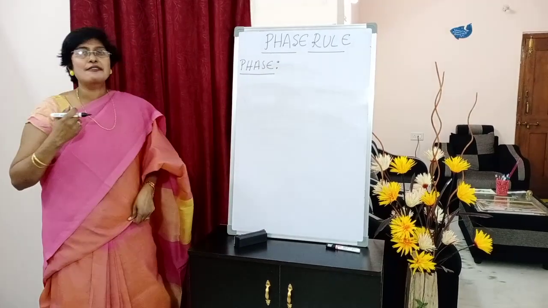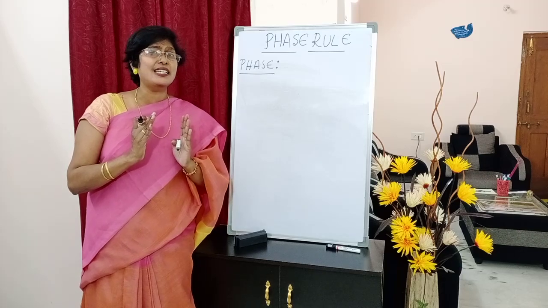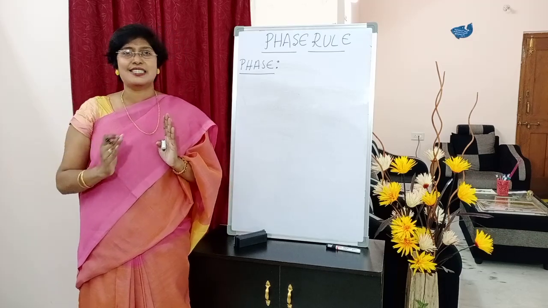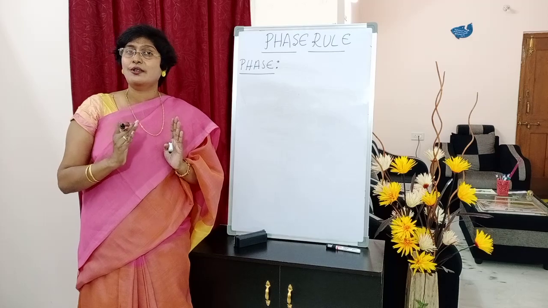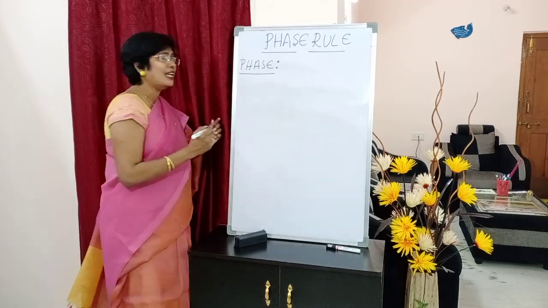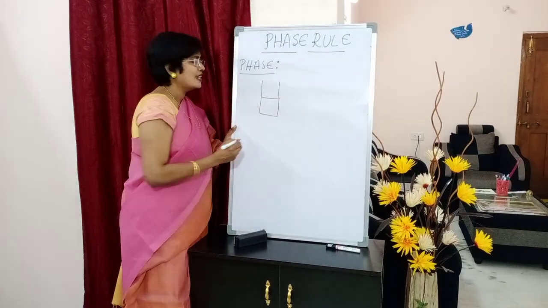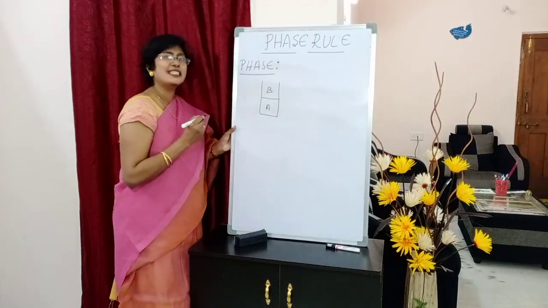So what is a phase? Now you know what a homogeneous system is, and what a heterogeneous system is. In phase rule, I told you we are going to study heterogeneous systems. Now let us consider a heterogeneous system which has two phases. This is one phase, for example A. This is another phase, B.